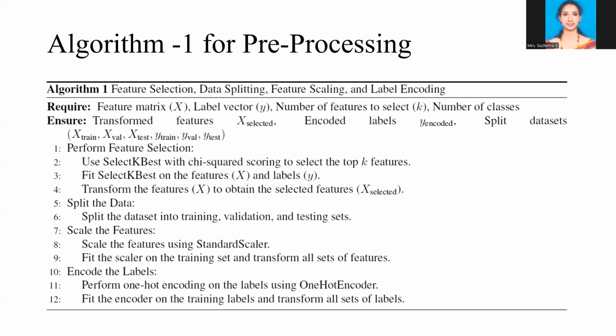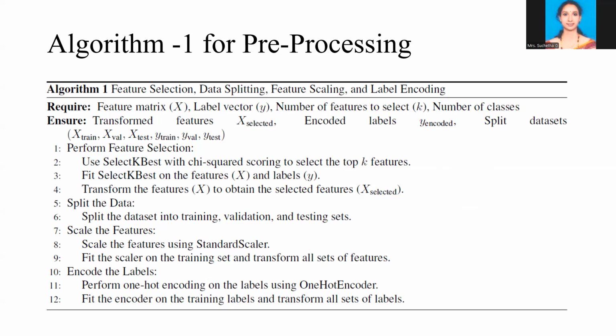You can see the feature selection using SelectKBest uses chi-square scoring to select the top K features most relevant to the target variable. This reduces the data complexity and ensures only the most informative features are used. Then it divides the data into training, validation, and testing sets. This split allows for accurate evaluation and avoids overfitting by maintaining a separate test set. For feature scaling, it applies a standard scaler to scale the features to a standard range. Scaling is important in machine learning to ensure that all the features contribute equally to the model learning.